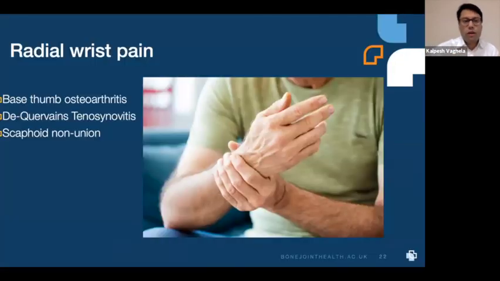With wrist pain, you can divide into central wrist pain, radial sided wrist pain, and ulnar sided wrist pain. There are lots of different things that can cause this sort of distribution of pain. But I'll touch upon the really important things, the bread and butter of hand surgery, what you'll see in all of your clinics. So we'll cover basal thumb arthritis, de Quervain's tenosynovitis, and also scaphoid non-union.